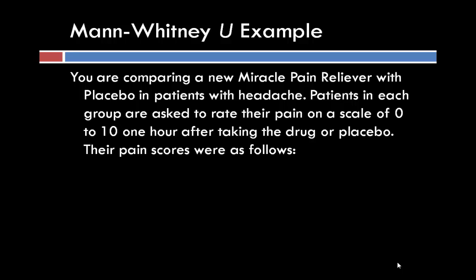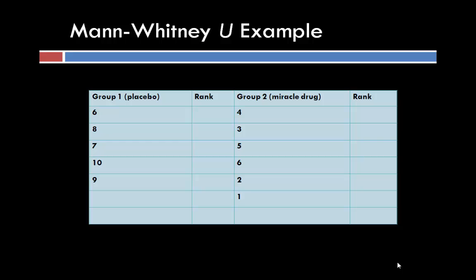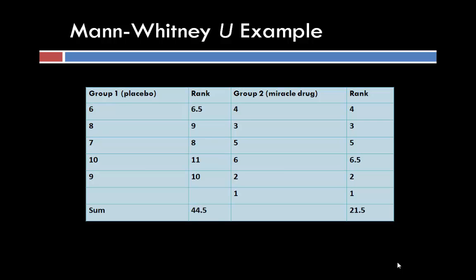So for an example, you are comparing a new numerical pain reliever with a placebo group in patients with headache. Patients in each group are asked to rate their pain on a scale of 0 to 10, 1 hour after taking the drug or placebo. And their pain scores were as follows. So group 1 are the placebo on the left side of the screen there. Those are the different pain scores. And in group 2 is our miracle drug, and those are the pain scores there. And you can see that there are a different number of scores in each group, which is fine for the Mann-Whitney U test. What we can do next is rank these samples starting from lowest to highest.